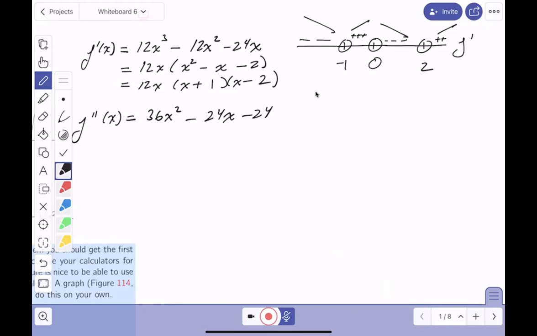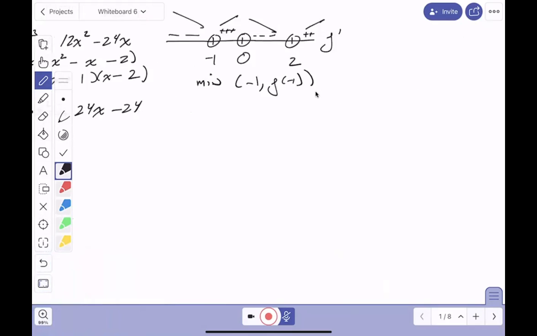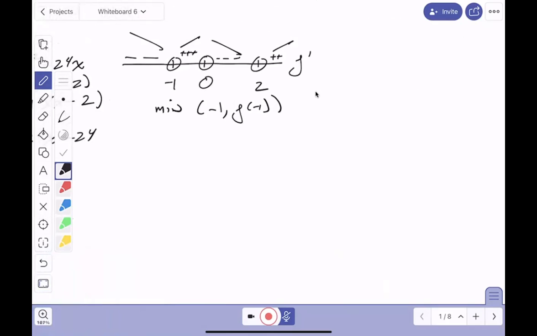So what do I now know? I know there's a minimum at minus 1, f of minus 1. We'll look at the graph later. I know there's another minimum at 2, f of 2. Again, we'll look at the graph later. And a maximum. And these are local. The maximum occurs at 0, f of 0.